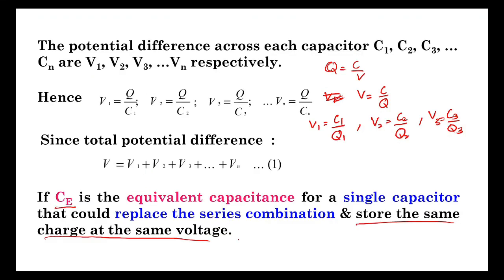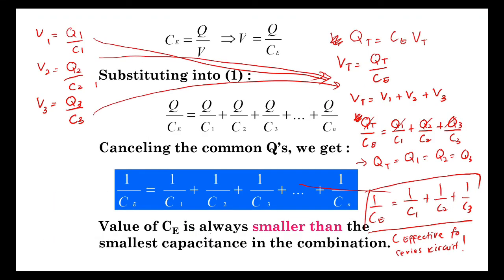After we derive, what we found to find the C effective for a series circuit is: 1 over C effective is equal to 1 over C1 plus 1 over C2 plus 1 over C3. So this is for the series question.